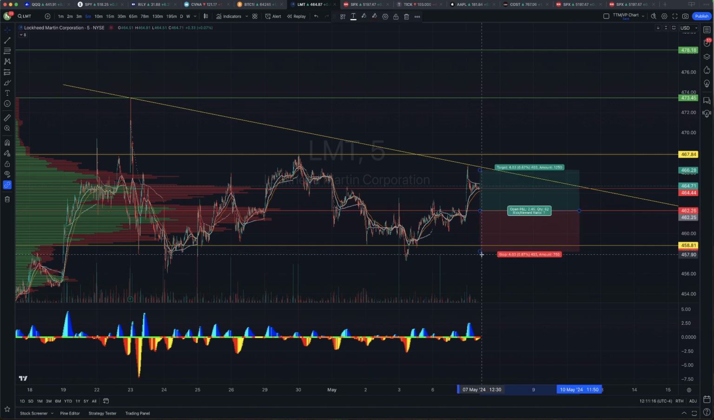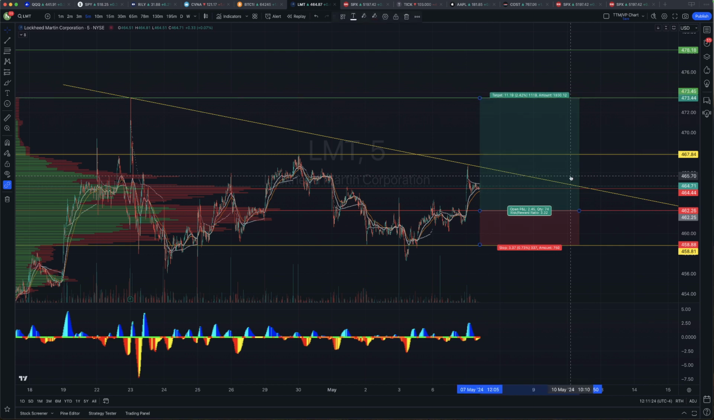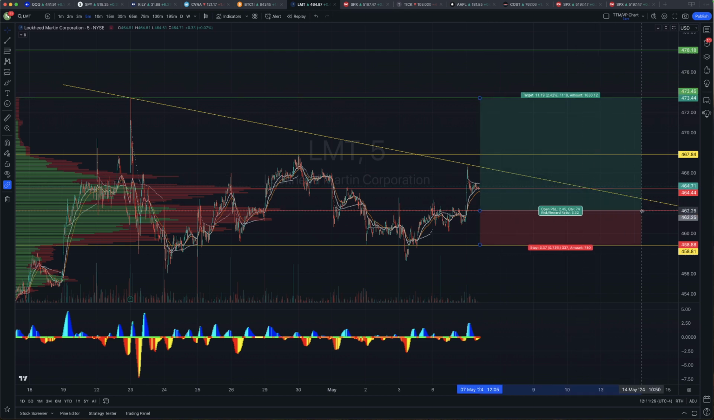So if I take my tool here and I say, well, I'd actually like to get it off of that level there, and my stop would be a break of this yellow line, and my target would be up here at target number 1. This is a little over 3-to-1 risk reward, okay? If I bring it up to here, I basically have a 1.5 to 1 risk reward, which is, I like to have a little bit more, right?